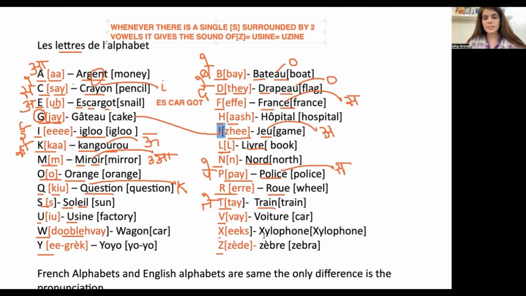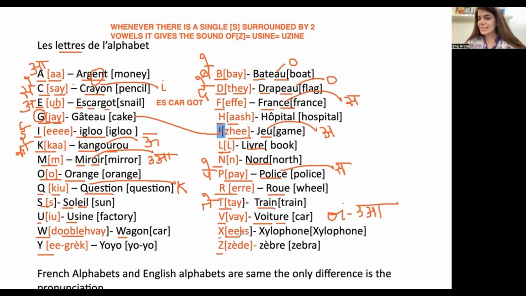Okay, next, voiture, voiture. So voiture. OI again, you know that the sound of OI is UA. I'm writing it in Hindi so that you are easily able to relate it and understand it. UA, voiture, voiture. Next, W, wagon, wagon.